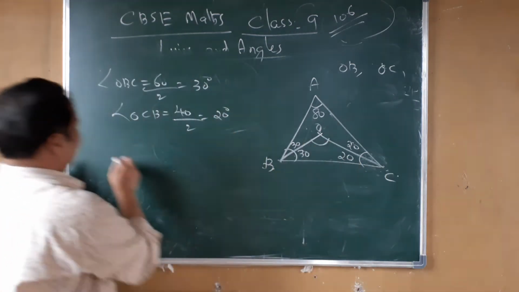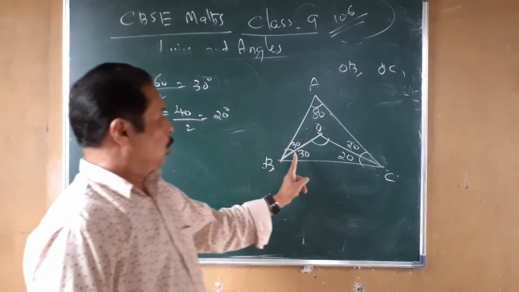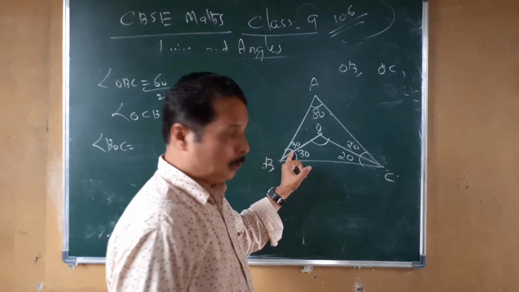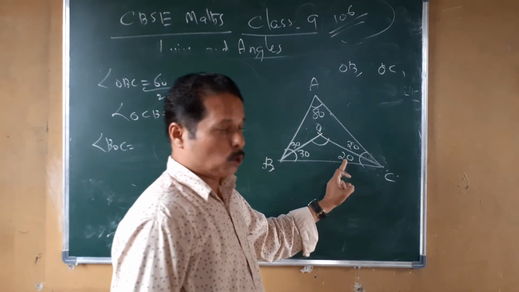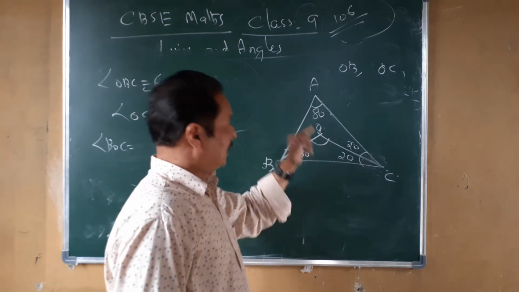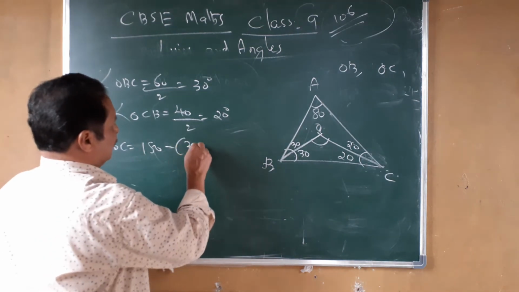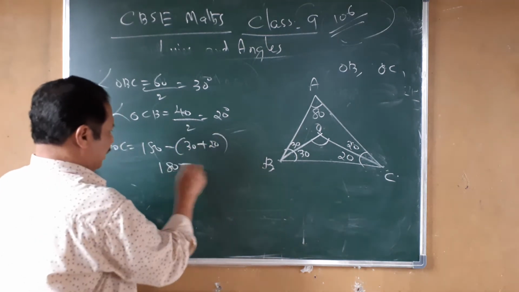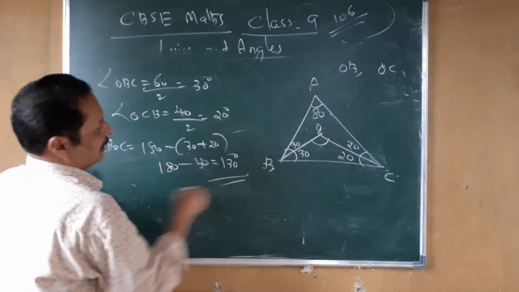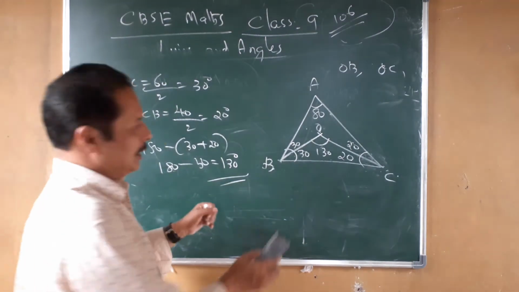And BOC is the third angle of the triangle. Two angles are 30 and 20. The third angle is 180 minus (30 plus 20). That is 180 minus 50. Your answer is 130 degrees. You get the idea? Is it clear?